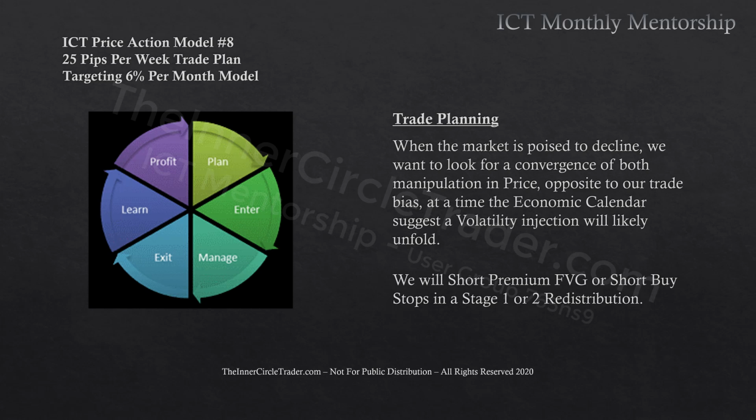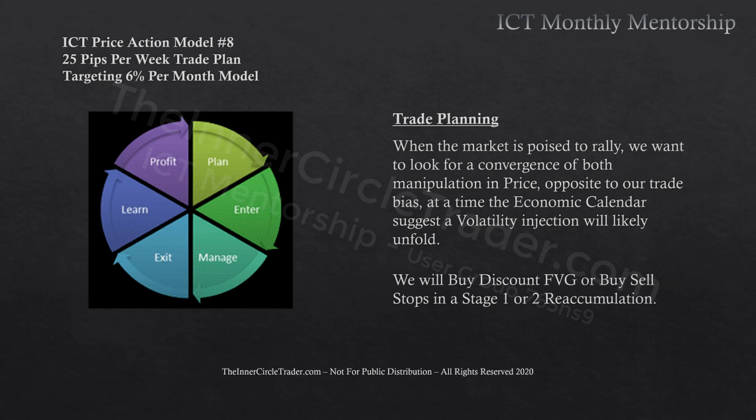Trade planning. When the market is poised to decline, we want to look for a convergence of both manipulation and price opposite to our trade bias at a time the economic calendar suggests a volatility injection will likely unfold. We will short premium fair value gap or short buy stops in a stage 1 or 2 redistribution.